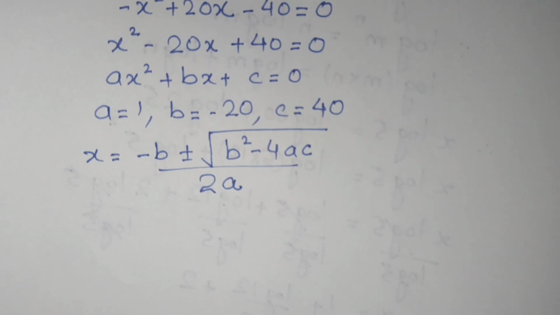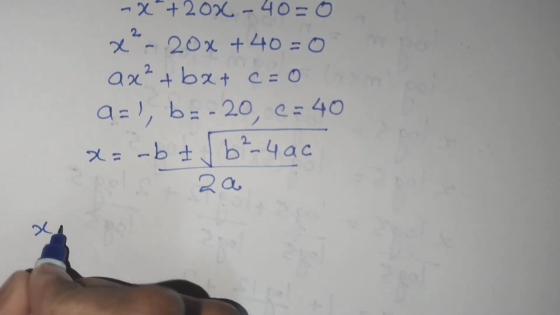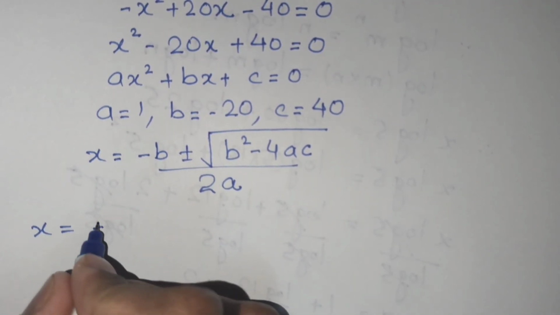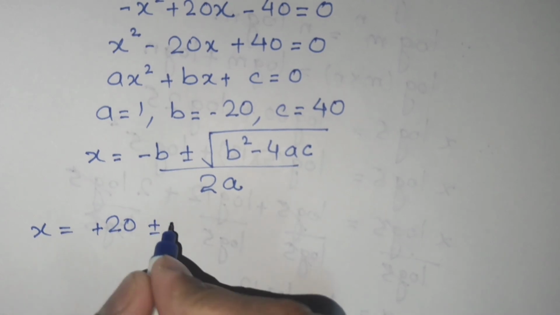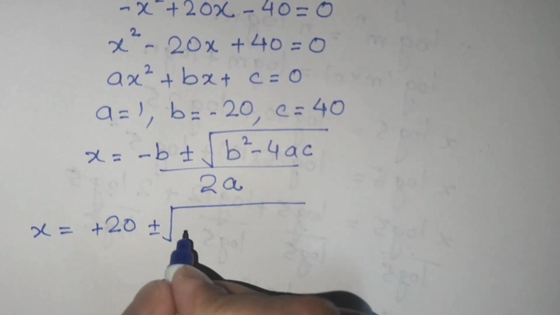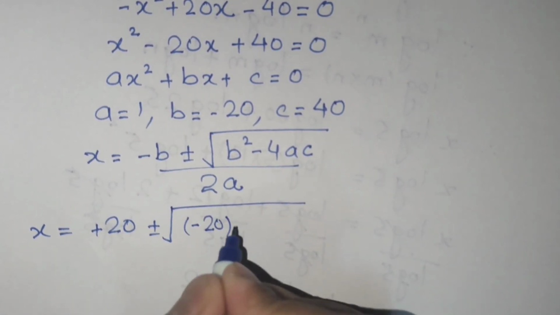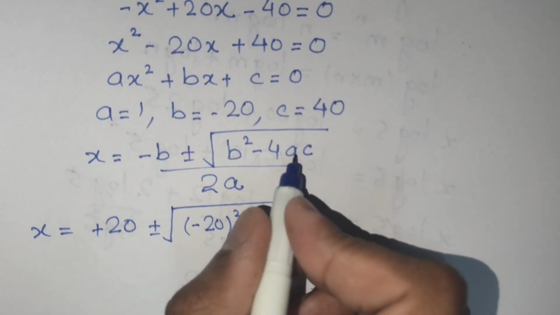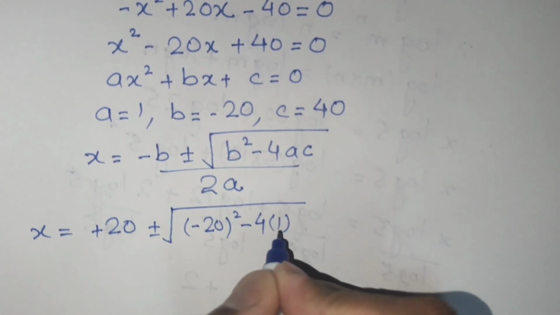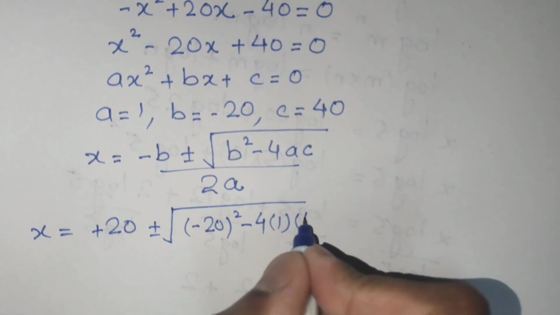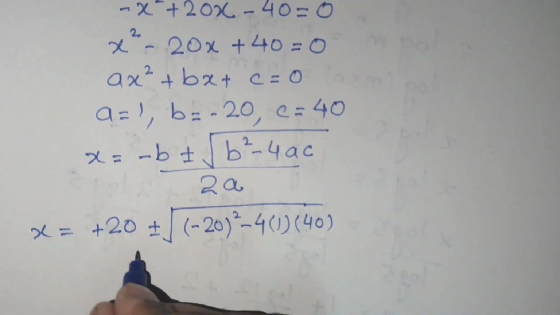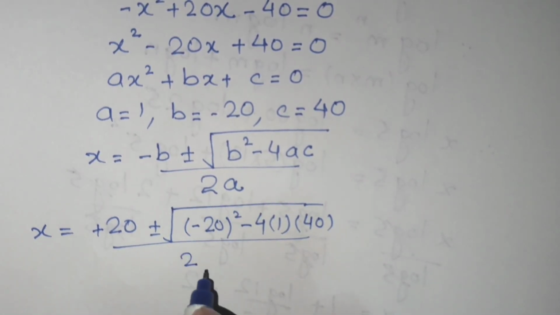now we will put these values of a, b and c in this quadratic formula. x equals plus 20 plus minus square root of b, which is minus 20, square, minus 4 into a, which is 1, and c is 40, all over 2 into a, which is 1, 2 into 1.